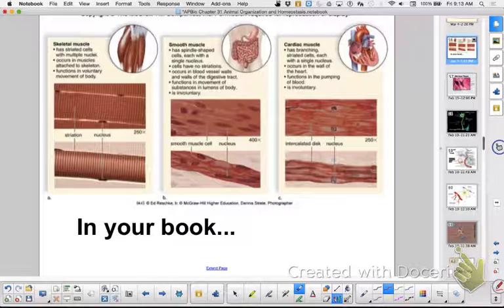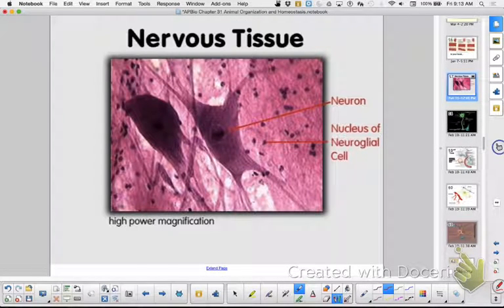Okay, moving on. Nervous system. We'll spend a lot of time here, so I'm not going to teach it all to you now. For nervous, the function you need to know is sensory input, integration, and motor output. So input, integration, and output.